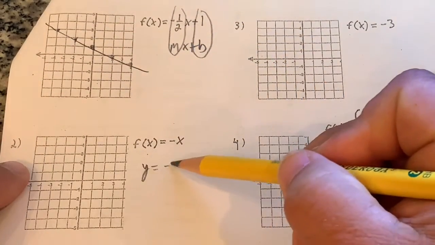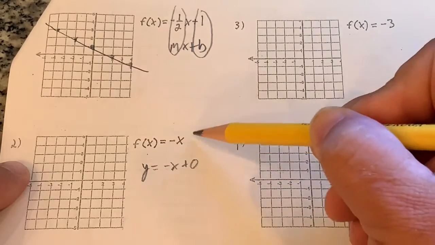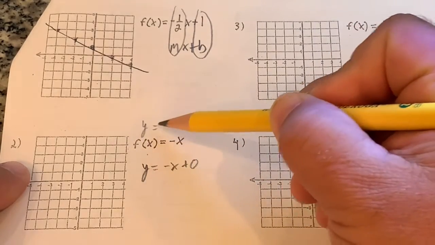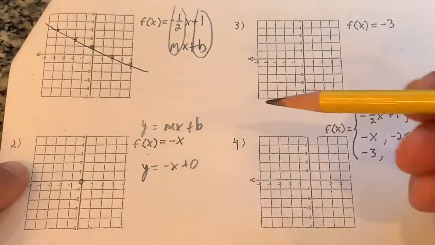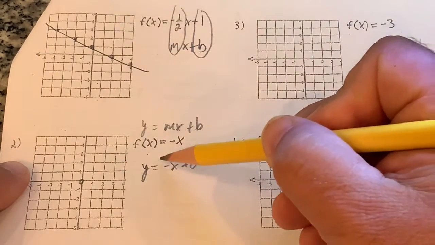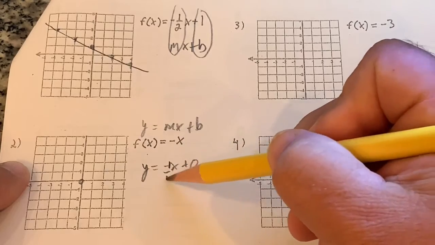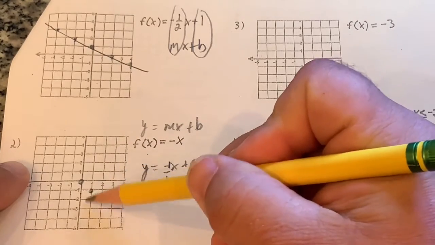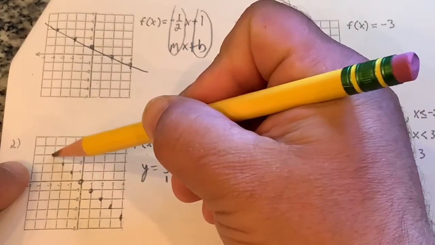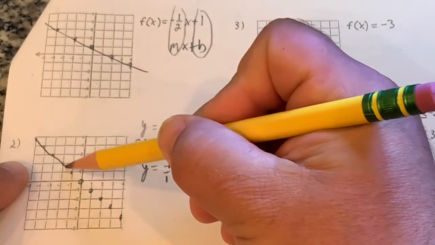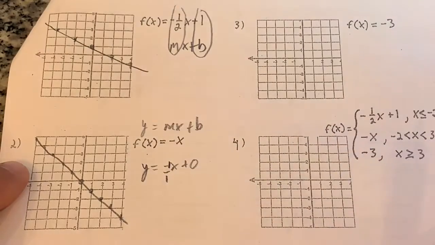Y equals negative x plus 0. So my b term from y equals mx plus b is 0. So I begin at 0. And my slope is negative 1 over 1. So I'm going to go down 1 over 1, down 1 over 1, and continue the process in the other direction. Connect the dots with a straight line.